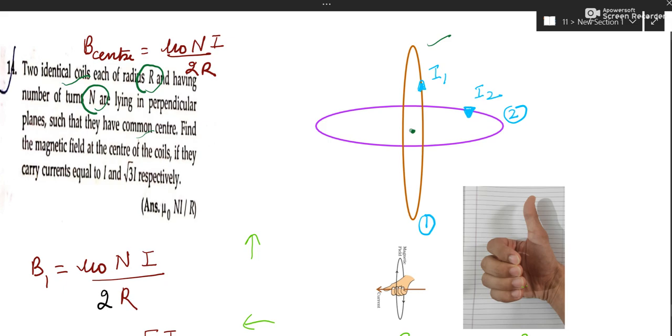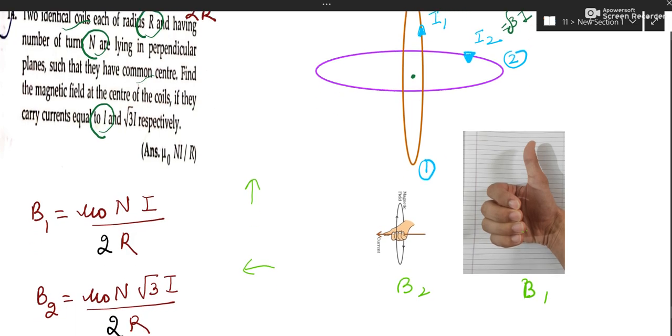We'll have to find out the magnetic field at the center. If one is carrying current I and second is carrying current root 3 I. It can be any value, and this question is really important.